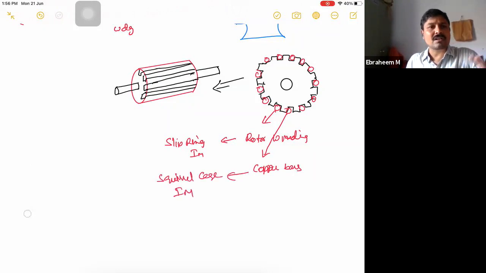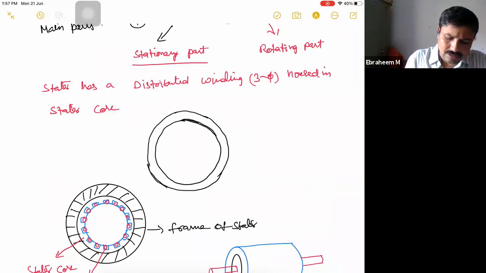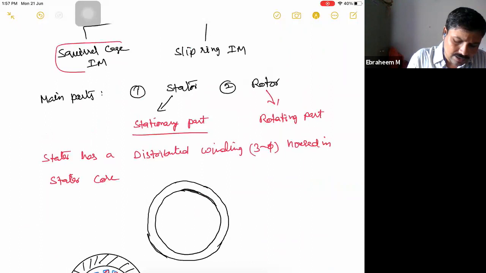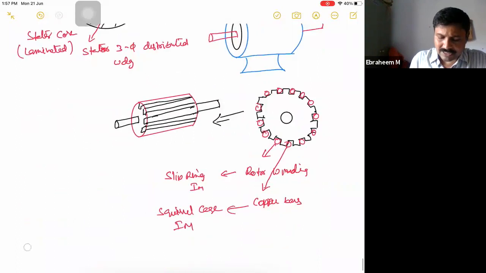Copper bars means thick rods will be placed in a squirrel cage induction motor. If it is a slip ring induction motor, you will have a winding similar to the stator winding. A distributed three-phase winding will be there for the slip ring induction motor. That is the only difference. So based upon the type of rotor used, induction motors are classified as squirrel cage induction motor or slip ring induction motor. So this is the classification, two types of induction motors, and this is the construction.